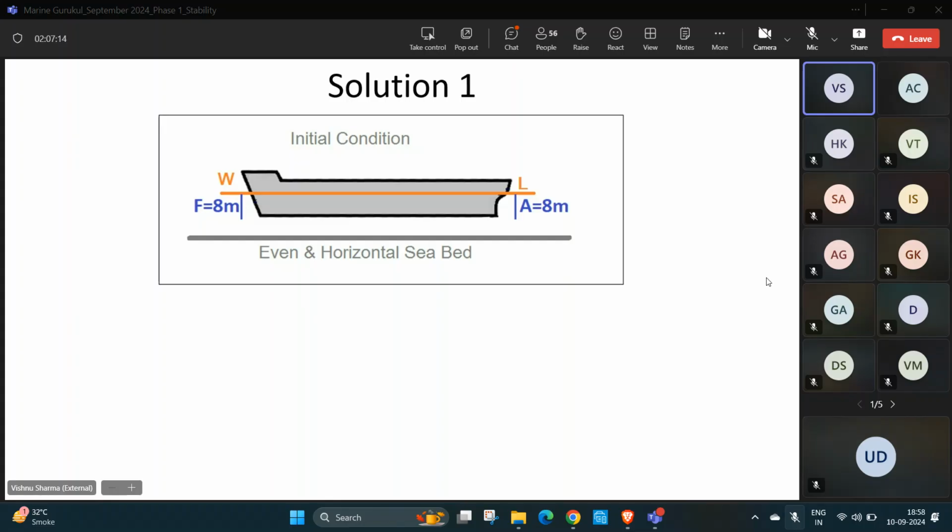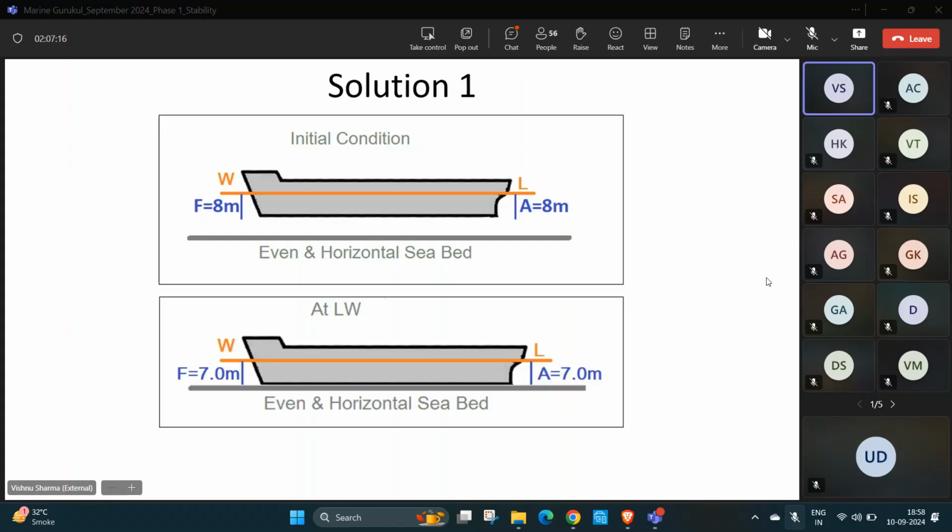This is the initial condition. This is the low water condition. P at low water is 2336 tons. Both are directly documented in your thing. W at 8 meters is 16635. This is actually W, and this is W minus P. Correct? 14299 is W minus P.